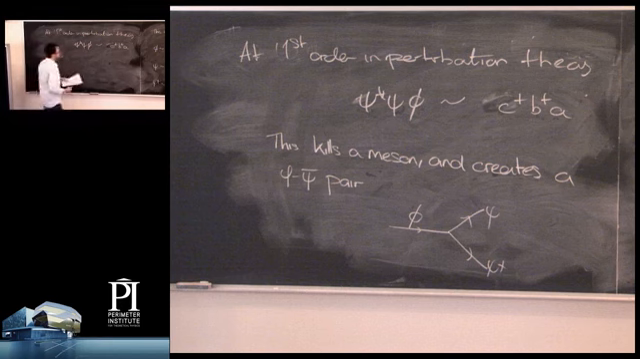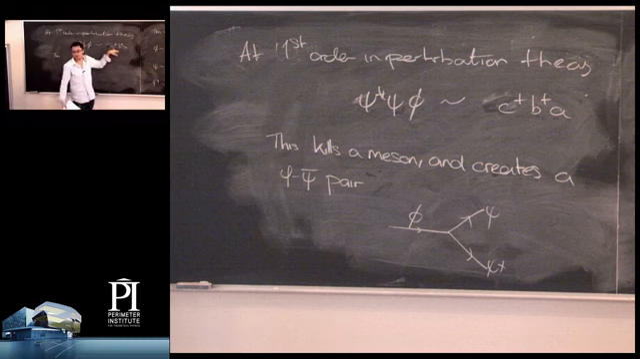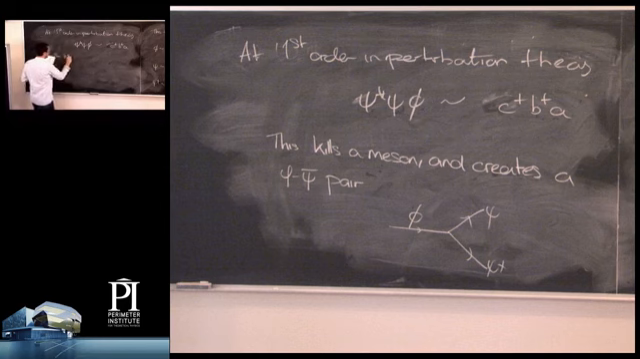So what does this do? If we have a state on which this acts, this will kill a meson, if there's a meson in the state, and create a nucleon and an antinucleon. So this kills a meson.